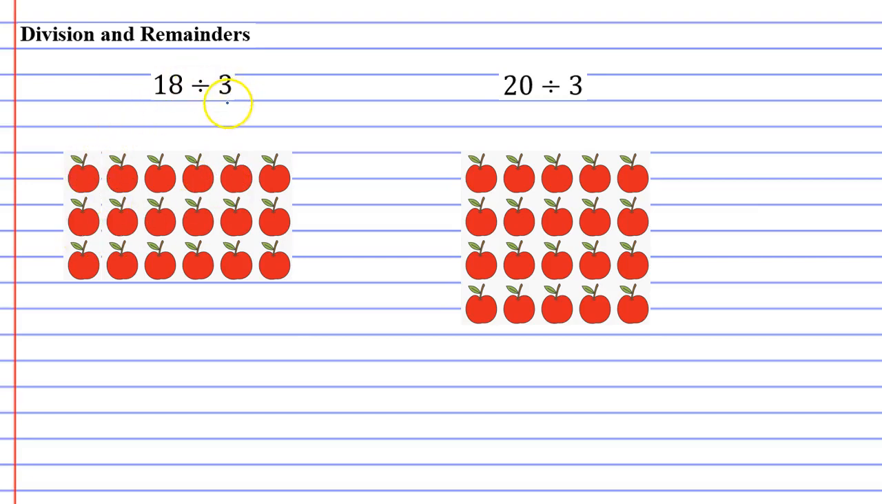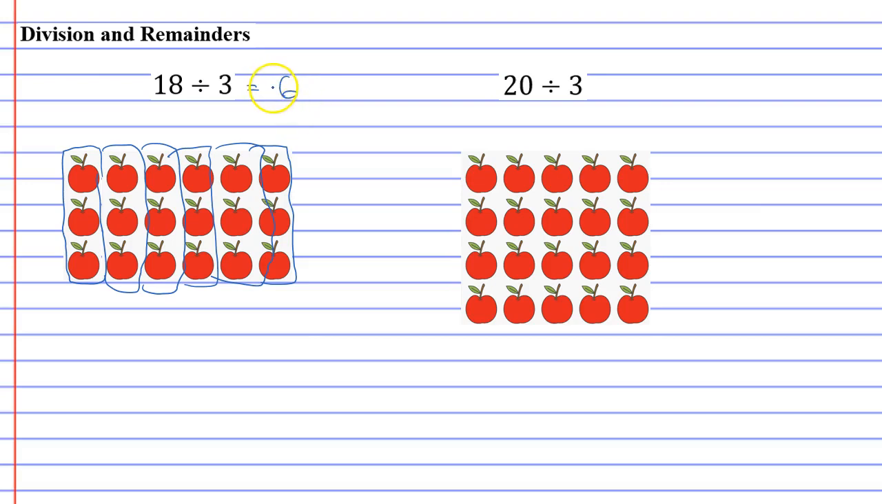One method is to figure out how many groups of 3 fit into 18. So here's a group of 3 apples. Here's another one. Here's a third group, a fourth, a fifth, and a sixth group of 3. So it takes 6 groups of 3 to fit into 18, therefore 18 divided 3 is 6.